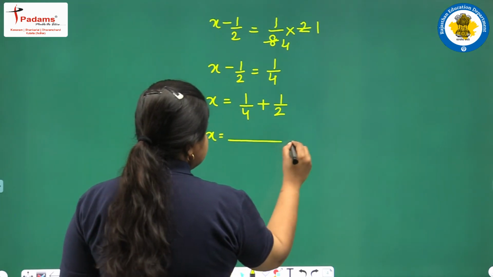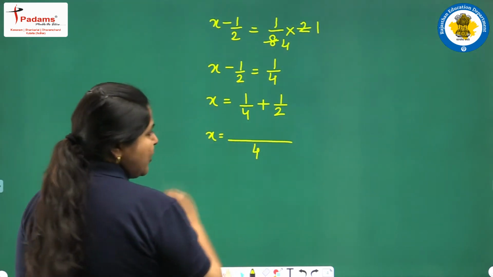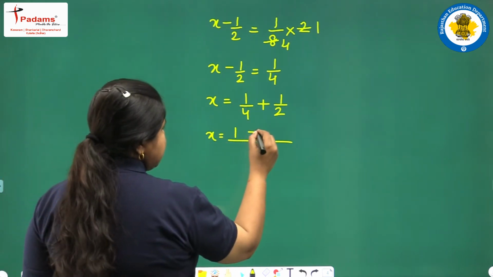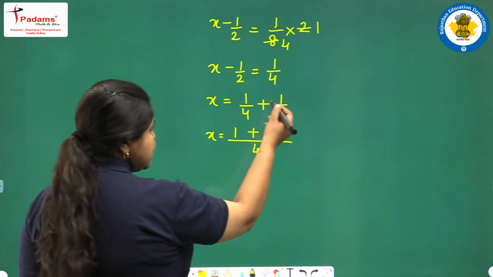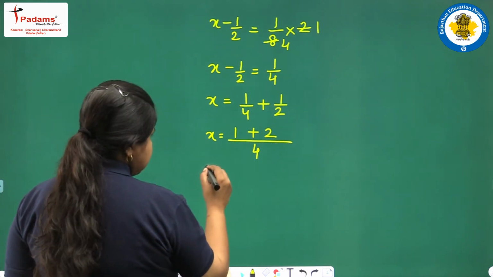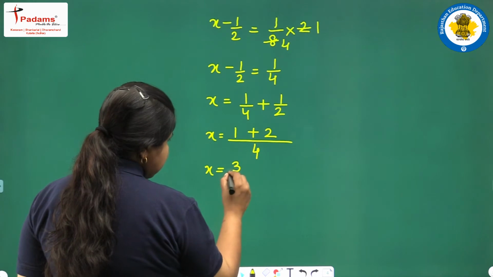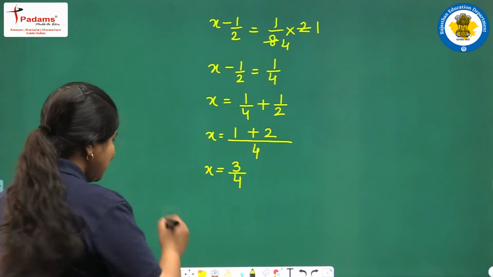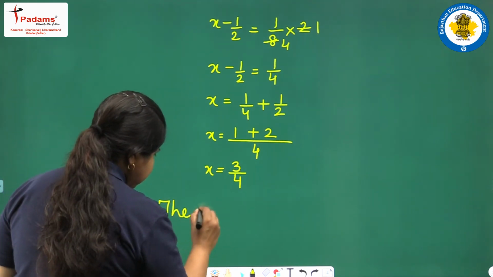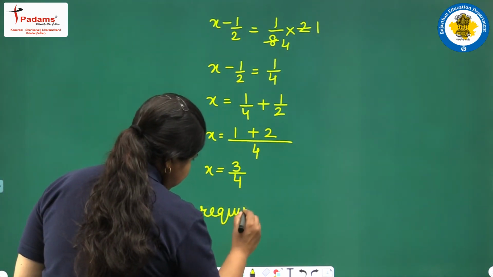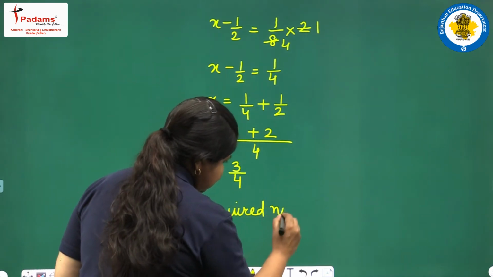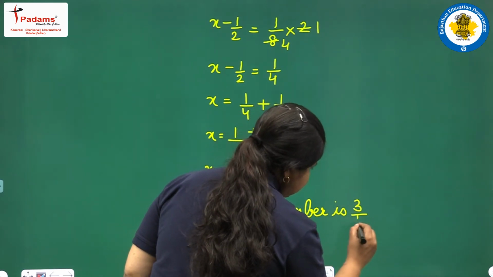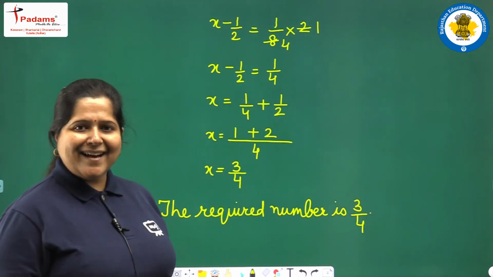Again take the LCM of 2 and 4. LCM will obviously be 4. 4 ones are 4, so 1 will remain as it is, plus 2 twos are 4, so 1 twos are 2. This will give us x equal to 3 upon 4. And the number x was asked. So the required number is 3 upon 4. This is the answer.